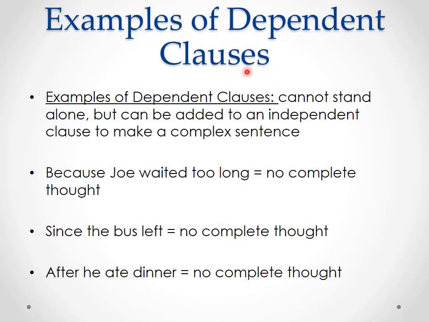Now, examples of dependent clauses. Dependent clauses cannot stand alone but can be added to an independent clause to make a complex sentence. Here I have given a few examples. "Because Joe waited too long."